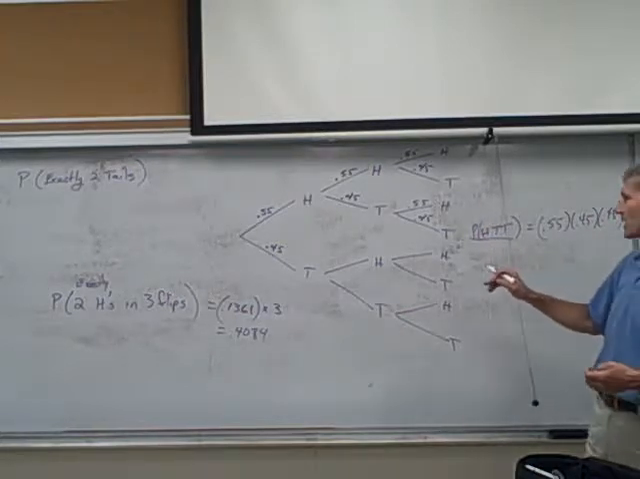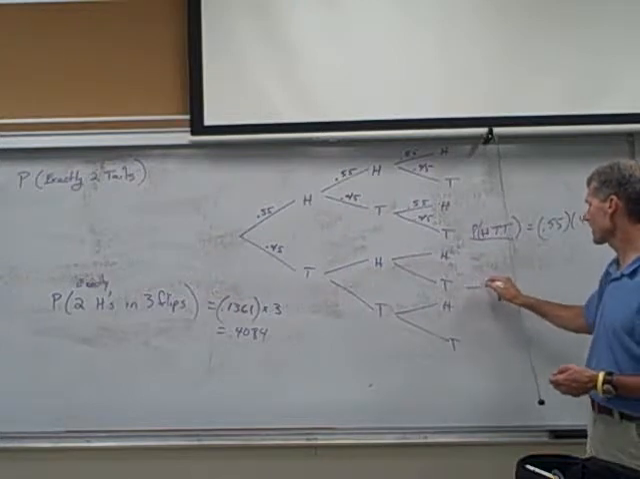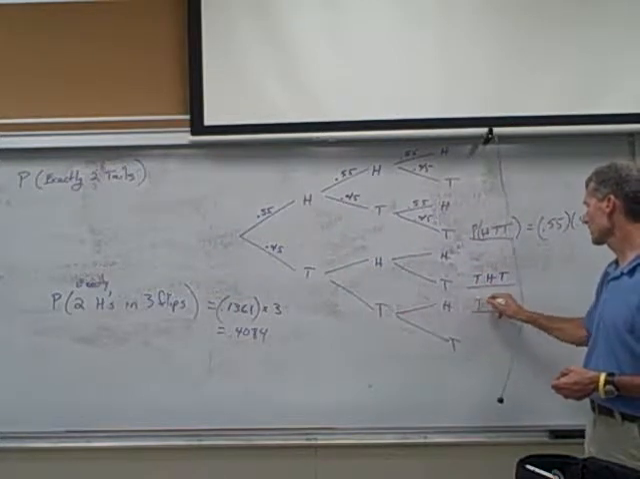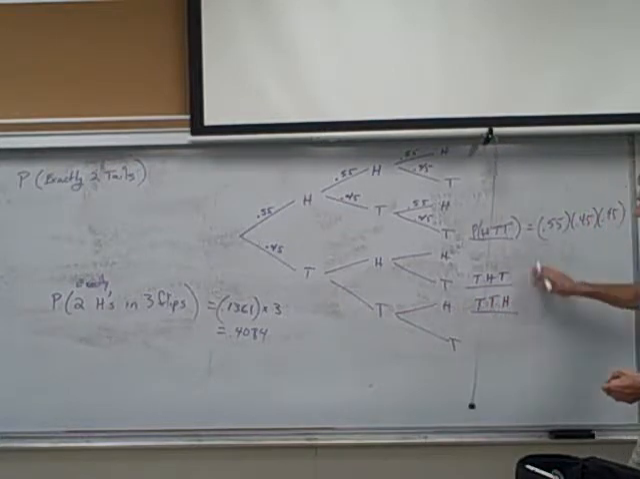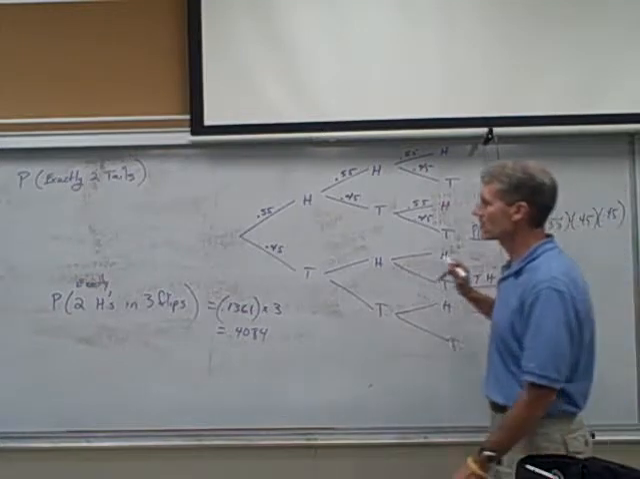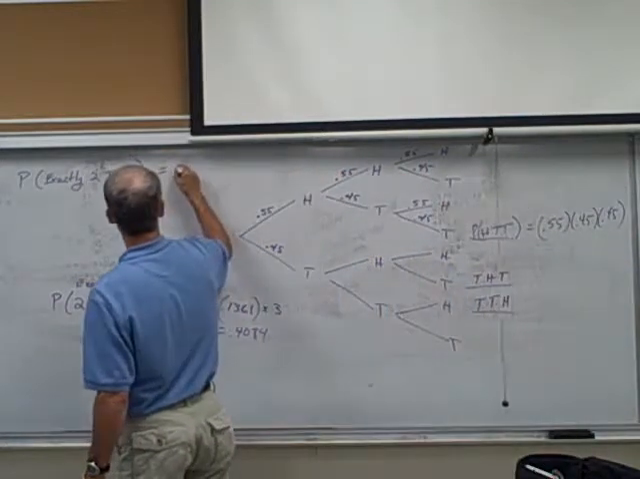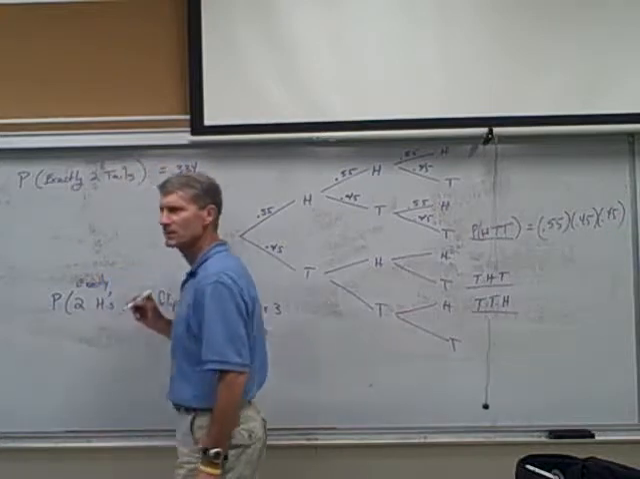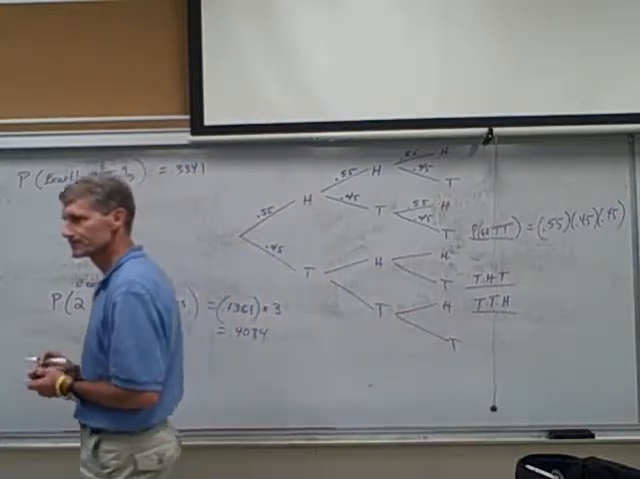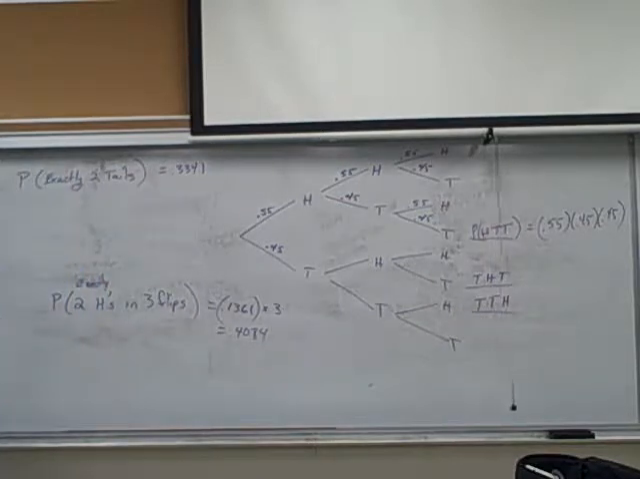Then we keep going, we got to get 2 tails. So this branch, tails, heads, tails, and this branch, tails, tails, heads, and those are the only 3. So again, it's 3 times this number, but this is 0.11 something, right? So this probability is 0.33, was it 41? 41? Okay. All right.